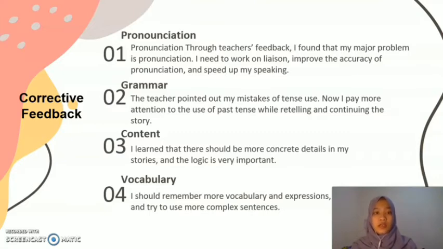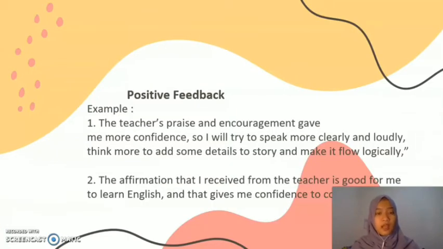The third, content. I learned that there should be more concrete detail in my story and the logic is very important. The fourth, vocabulary. I should remember more vocabulary and expressions and try to use more complete sentences. This reflection illustrates that through feedback, students become aware of where their problems lie, preparing them to make specific adjustments to their oral production. And next, examples for positive feedback.